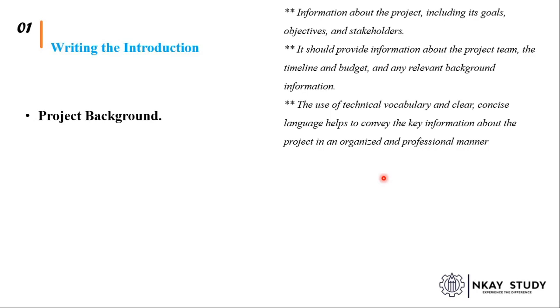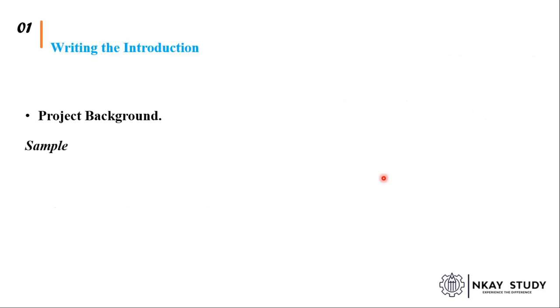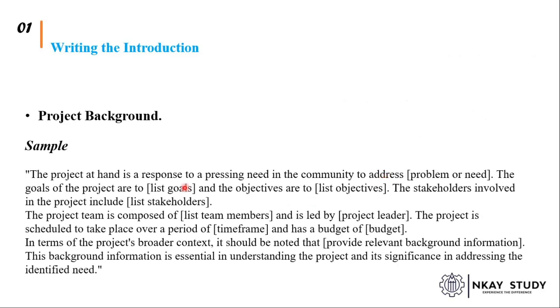Good. So this is a sample. The project at hand is a response to a present need in the community, and then you talk about the problem or need. So if you take a critical look at this sample, you see that it talks about the problem, the list of the objectives, the list of the stakeholders, the list of the team members, and then the project leader, time frame, budget, etc. These are basic terms that I know you understand, so I wouldn't dive deep into it.